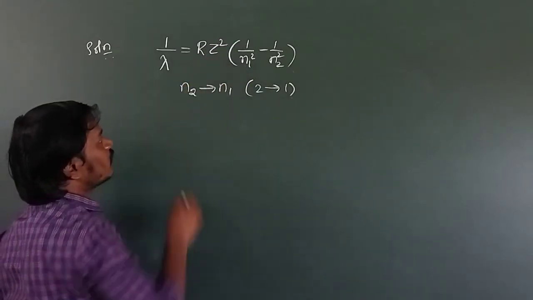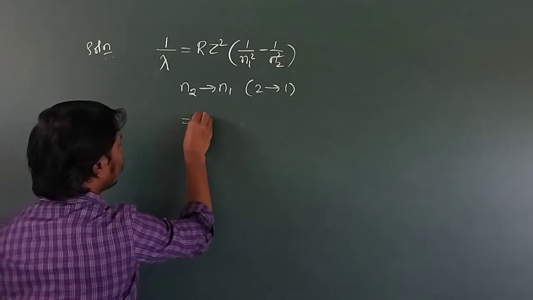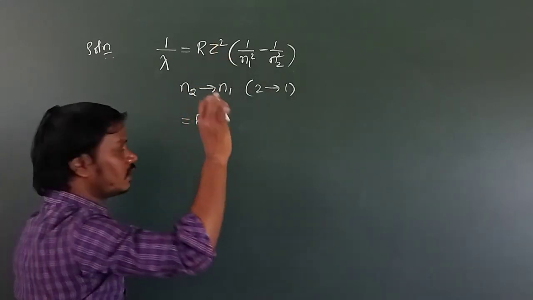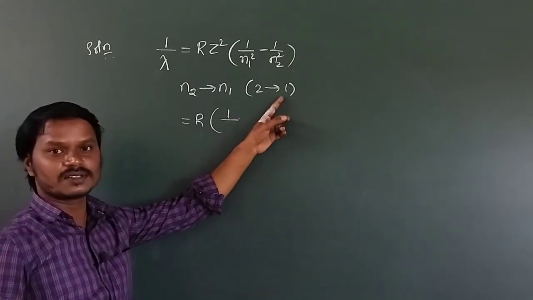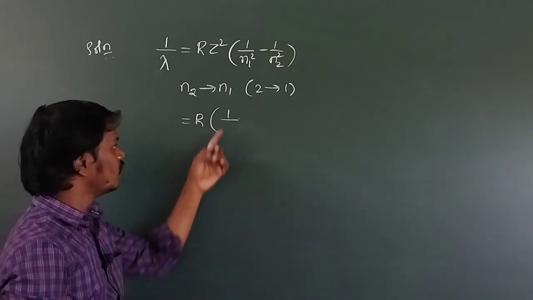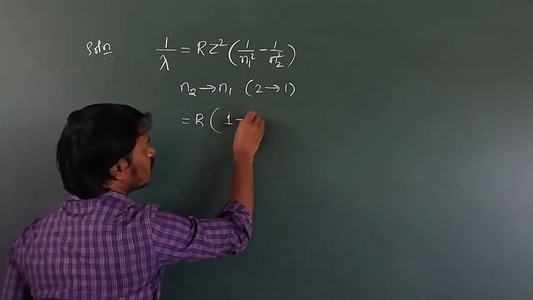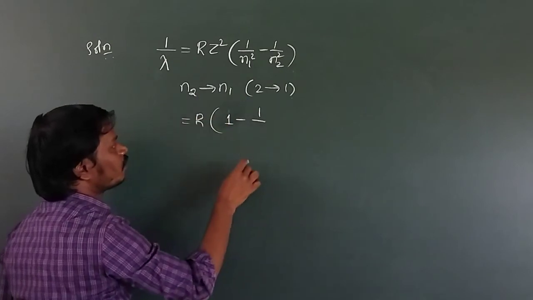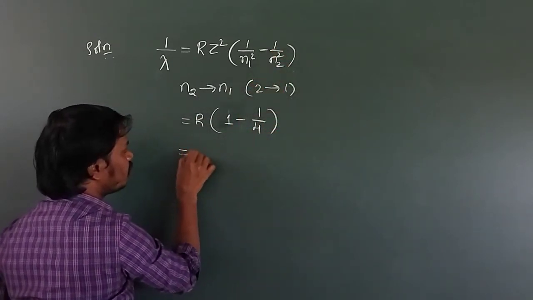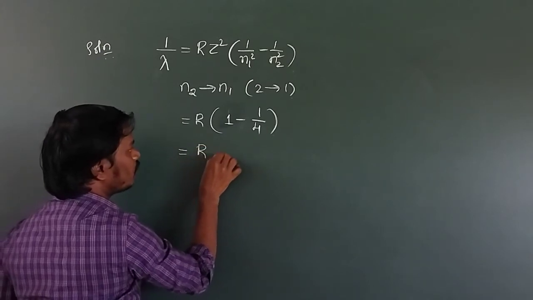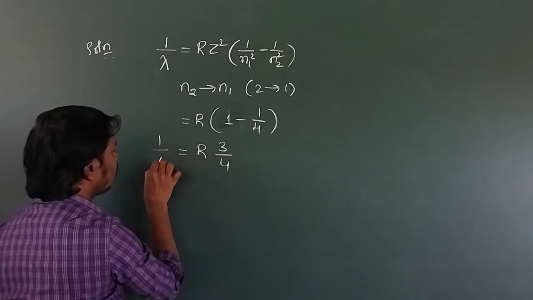Now, for the hydrogen atom, Z is 1. Then R into 1 square, that is again 1. Then 1 by n1 square. n1 square means here 1 square. 1 square is again 1. Then 1 by 1 is 1. Hence it is 1 minus 1 by 2 square, that is 1 by 4. Then on simplifying this one, we will get R into 3 by 4. Then this is 1 by lambda.